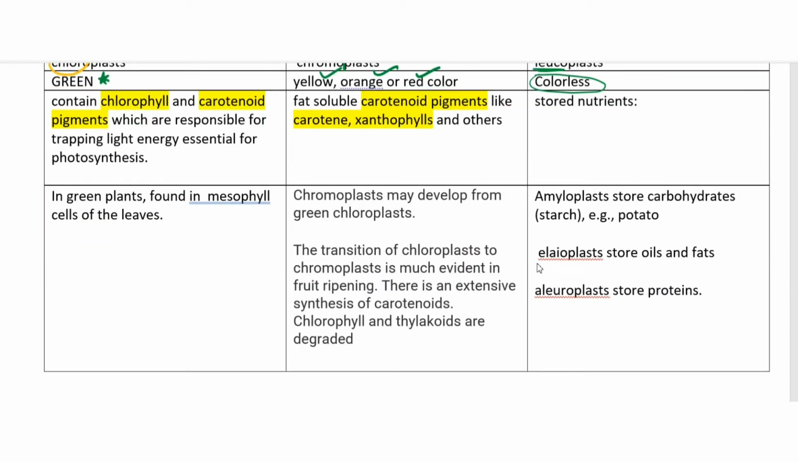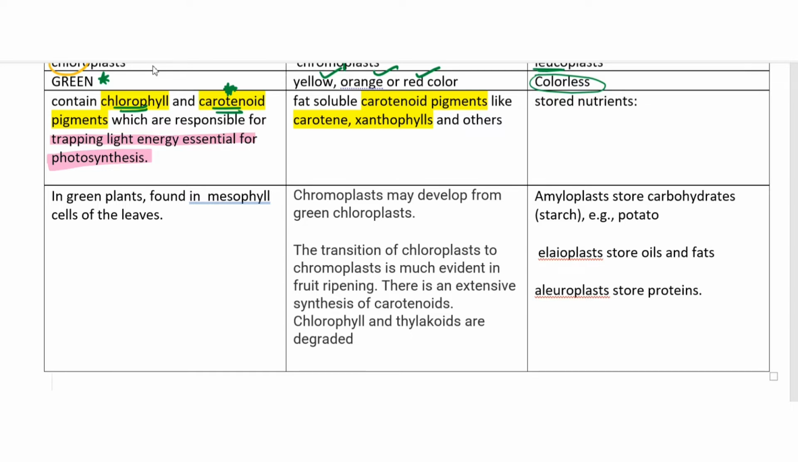Next, chloroplast, as I told you, it has chlorophyll and also other carotenoid pigments, important. So when they say carotenoid pigments, it does not mean it is only associated with chromoplast. Carotenoid pigments are also present in chloroplasts, and these pigments are responsible for trapping light energy for photosynthesis. So both chlorophyll and carotenoid pigments are present in chloroplast, remember.